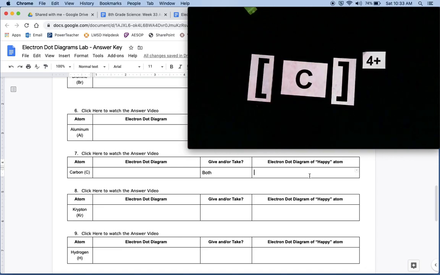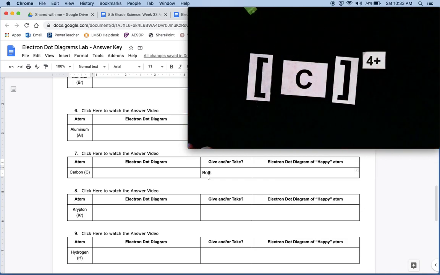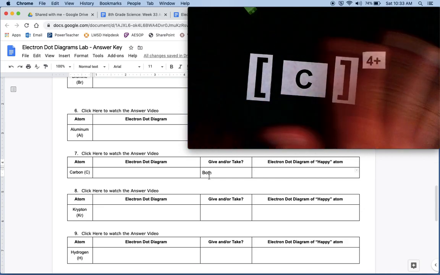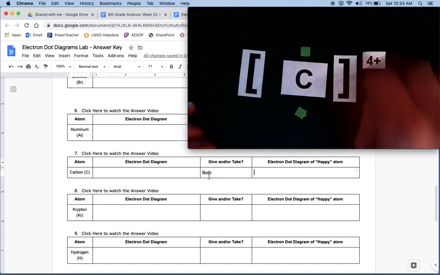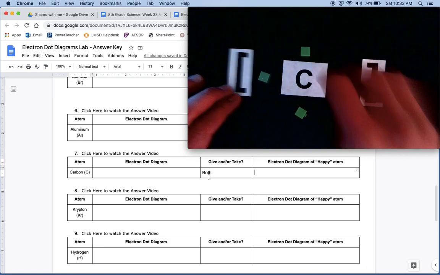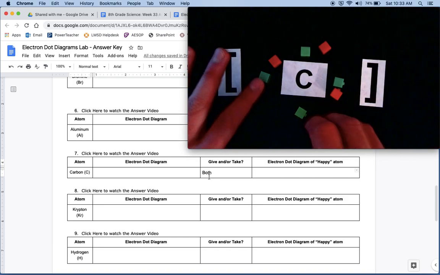So that's only half the answer, though, because it can do both. So now let's look at what carbon would look like if it was a taker of electrons, right? So this is as a giver, right, because it got to 0. So now if carbon were here and it had taken electrons, now it's going to what? Have 8 around it, right? So it's a little bit different.